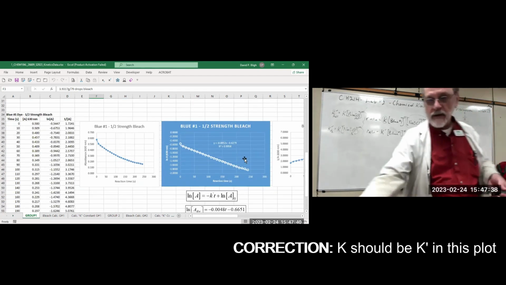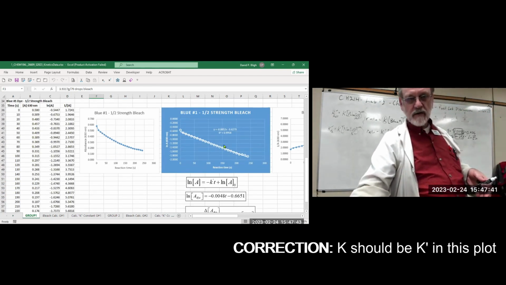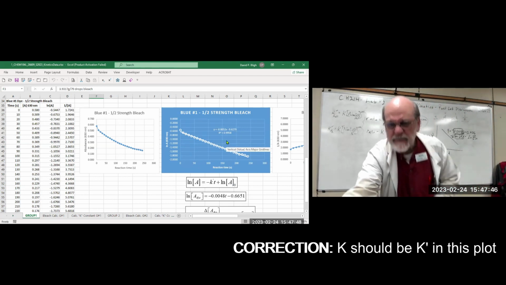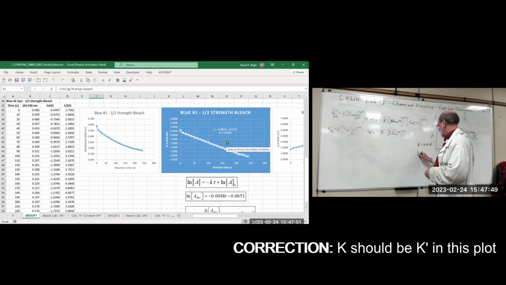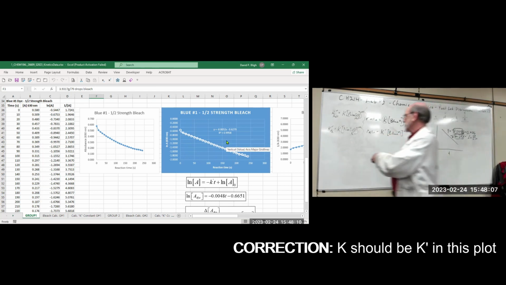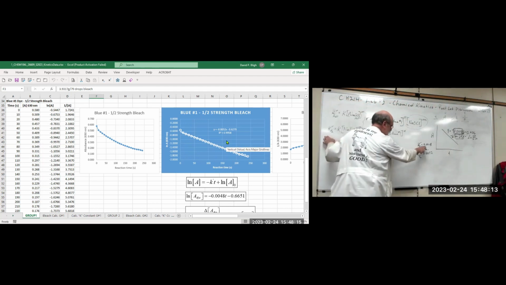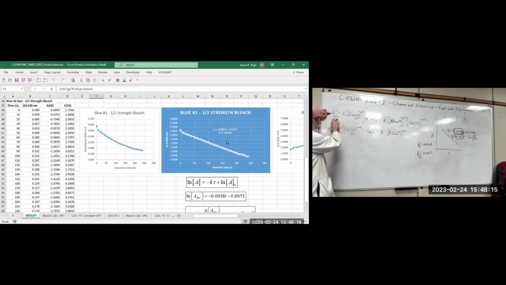We have another example for the half strength. I just go down here and I plotted the half strength, and that is 0.0052. So this is full and this is half. Now, these are actually K primes because we're plotting this data right here. So those are K primes. So you would put this value in here, right there.